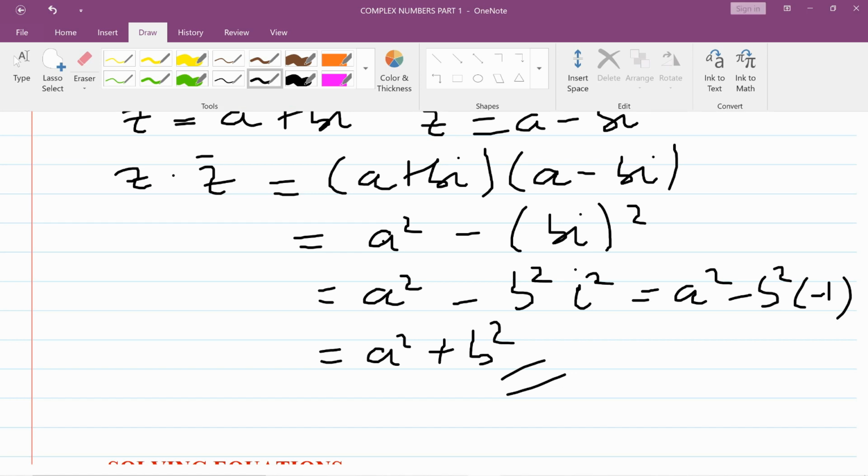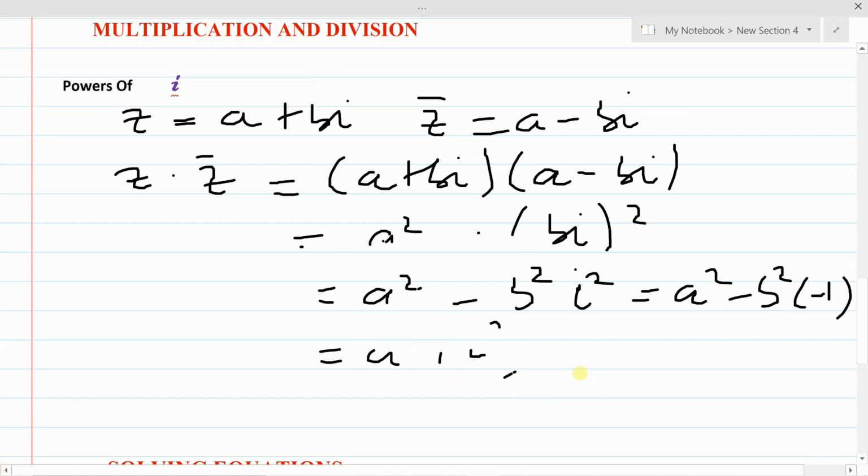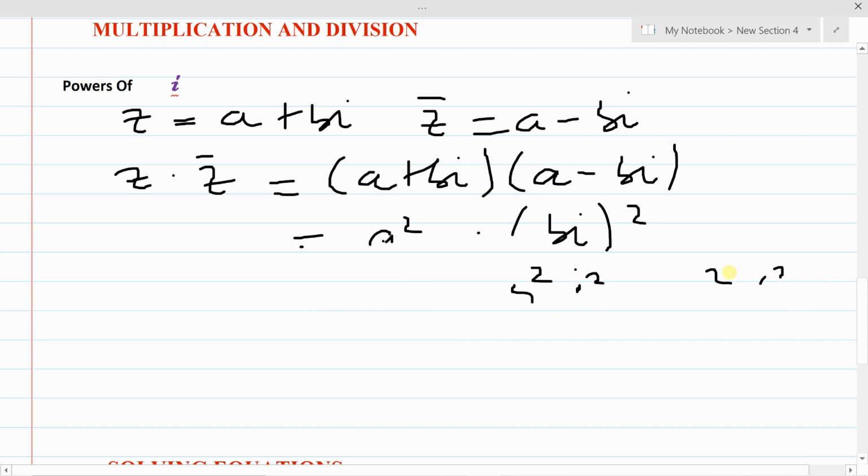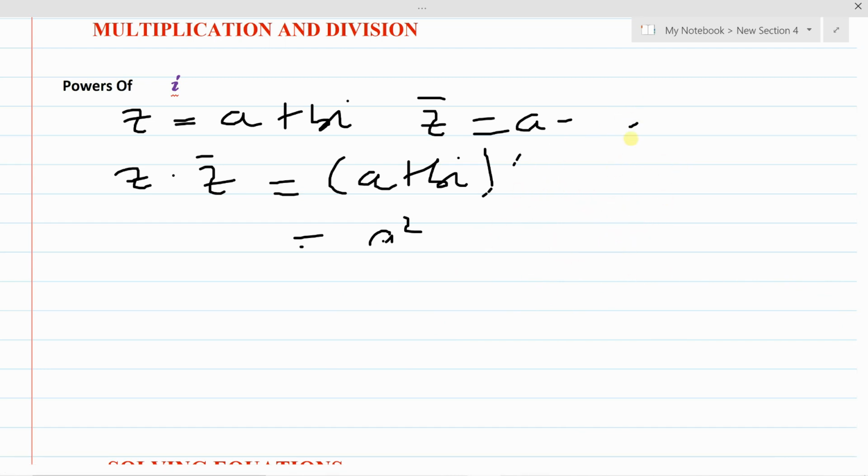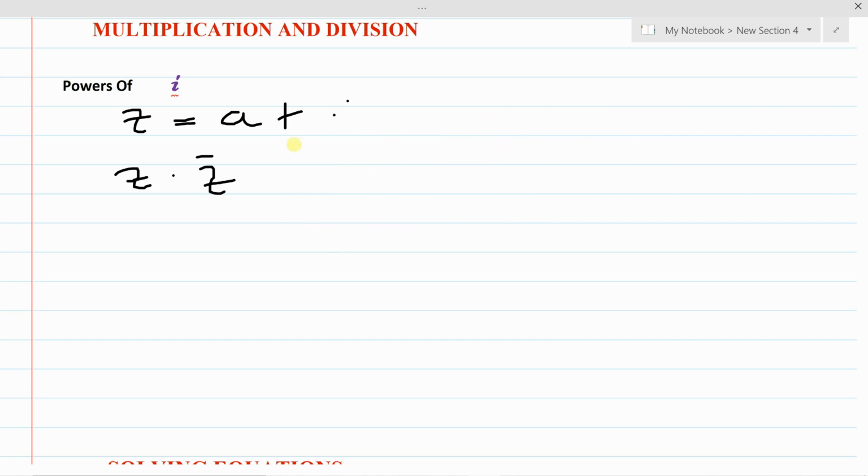Okay, let's take an example on the division, and after that you will really understand the division of complex numbers. Let's take a very simple one. If you don't understand, you can comment, and I will explain it to you in our next video.